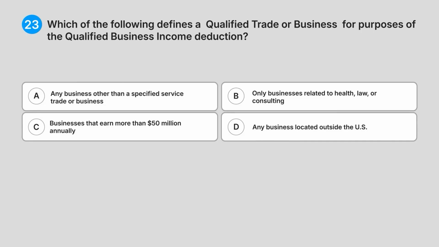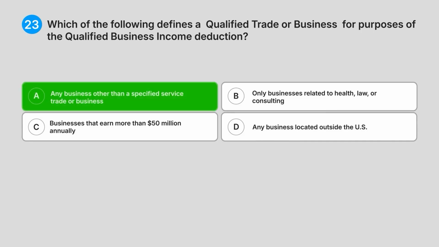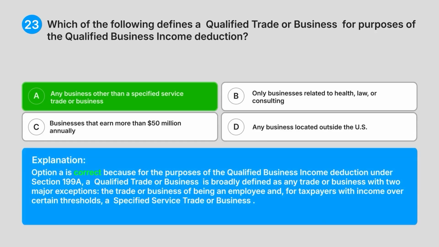Correct answer, A. Any business other than a specified service, trade or business. Explanation. Option A is correct because for the purposes of the qualified business income deduction under Section 199A, a qualified trade or business is broadly defined as any trade or business with two major exceptions: the trade or business of being an employee, and for taxpayers with income over certain thresholds, a specified service, trade or business.